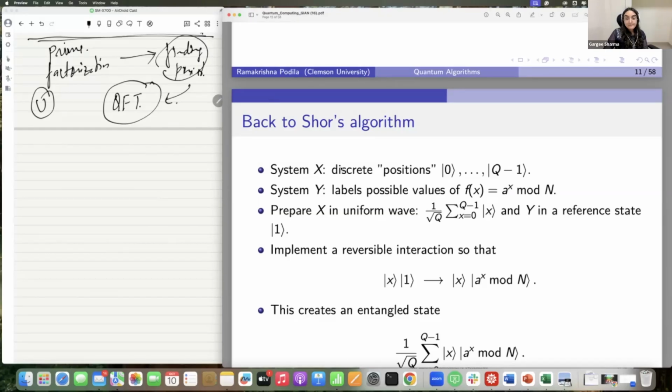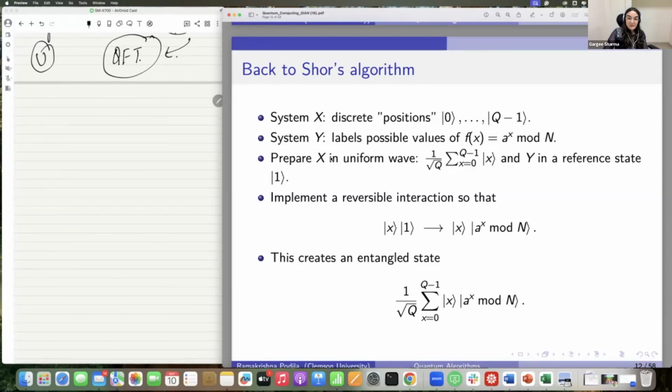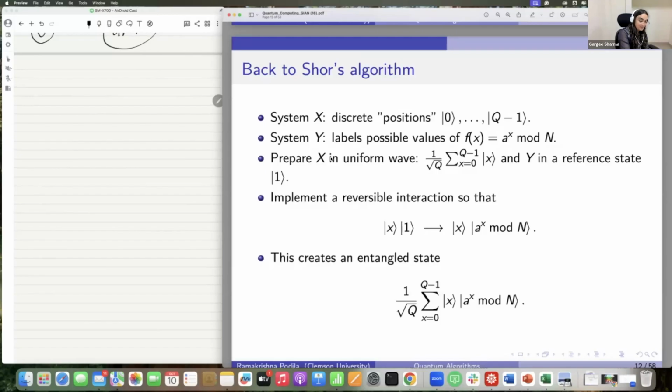Okay, good. So back to Shor's algorithm. You have two systems, X and Y. X basically stores these integers 0, 1, up to, let's say, q minus 1, and Y stores the value of the function, let's say a to the power x modulus n.